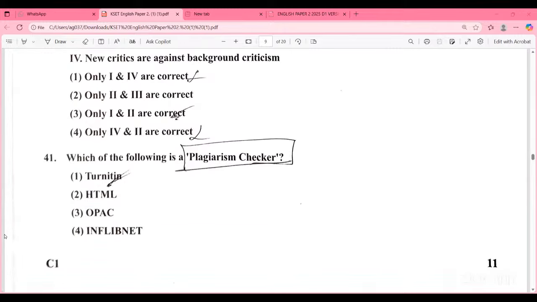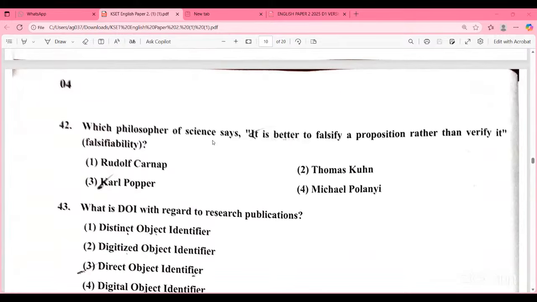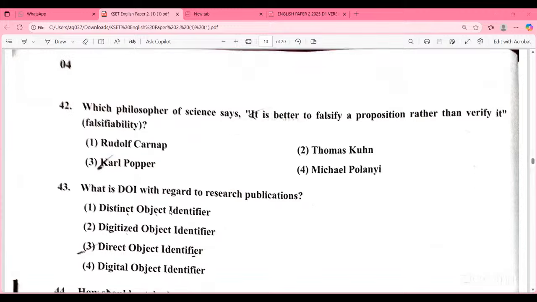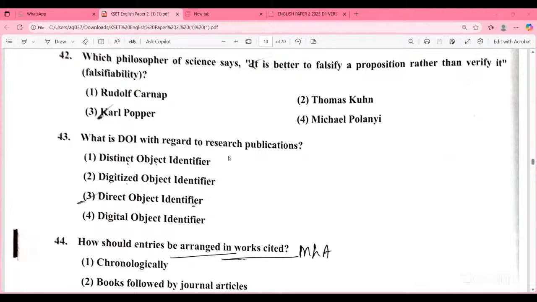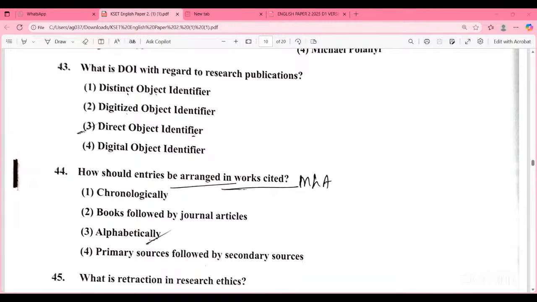Which of the following is a plagiarism checker? It is Turnitin. Turnitin is a plagiarism checker. Which philosopher of science says that it is better to falsify a proposition rather than verify it? It was Karl Popper. Karl Popper is the right answer. Okay, next. What is DOI with regard to research publications? It is Digital Object Identifier. This is the right answer. DOI means Digital Object Identifier.